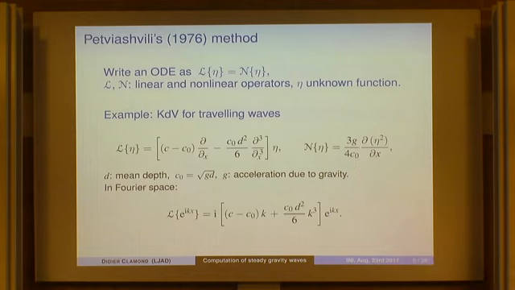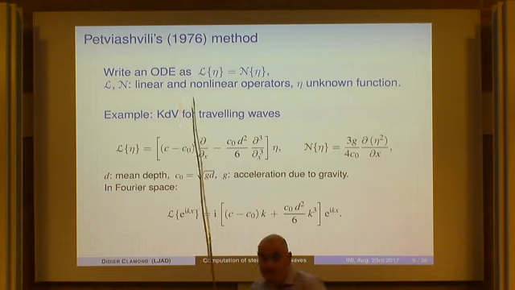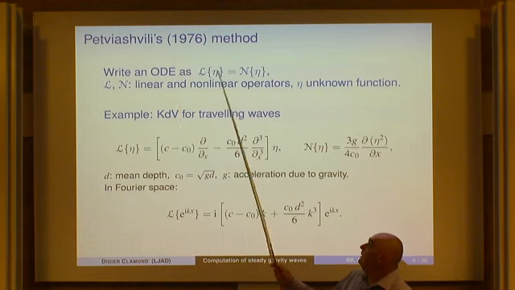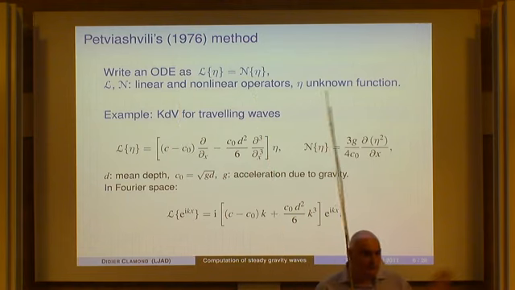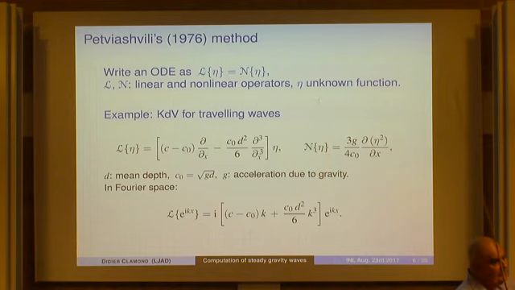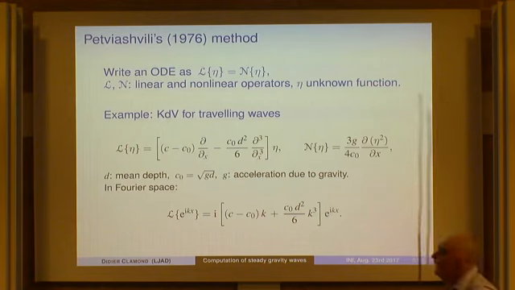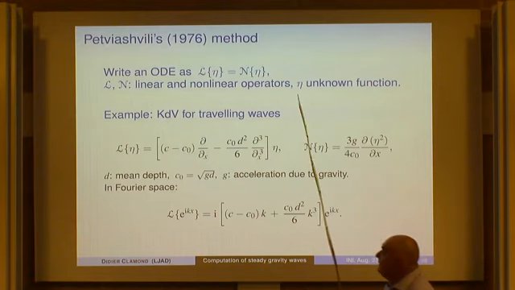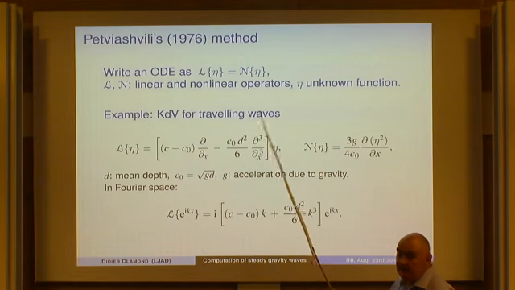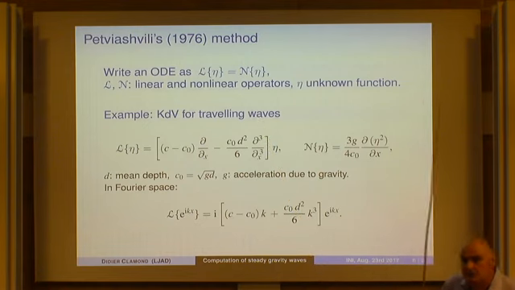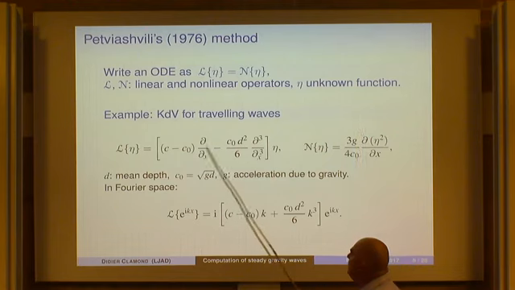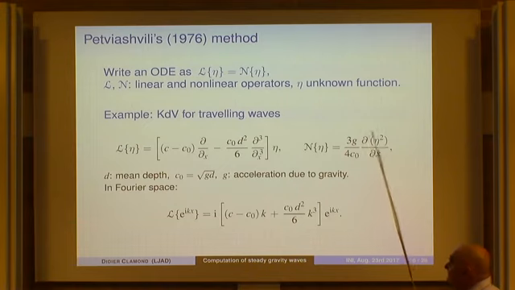When you have your PDE describing nonlinear waves, for instance, and you are considering traveling waves of permanent form, you end up with an ODE that you can split into linear and nonlinear parts. You put the linear term on the left-hand side, the nonlinear term on the right-hand side. For example, if you have a KdV equation, I guess everybody here knows KdV, the linear part is this advecting term plus dispersion term, and the nonlinear term is like that.